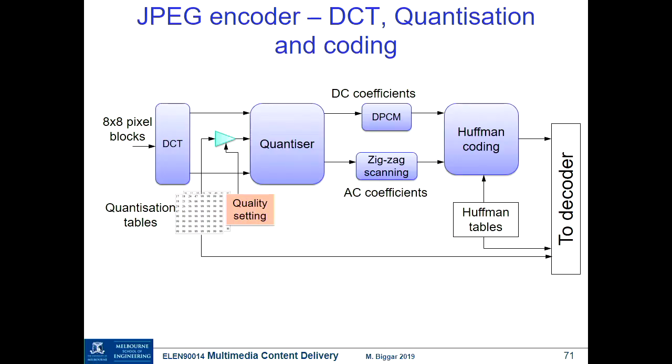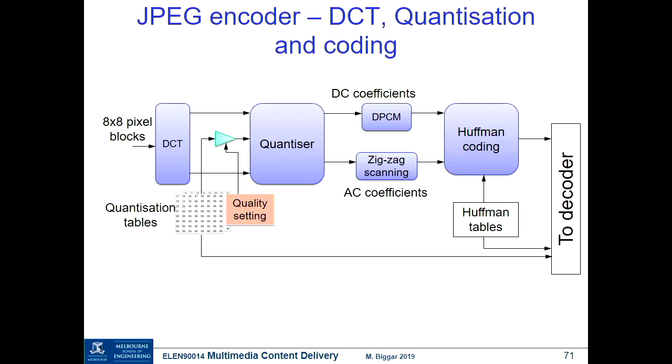Okay, so let's just double click on that earlier block diagram and look in a little bit more detail at the JPEG encoder. This of course is after the initial transform and subsampling. So we've gone from RGB to YCbCr, and we've subsampled the chrominance. Then each of those is segmented, and we perform this on each 8x8 block.